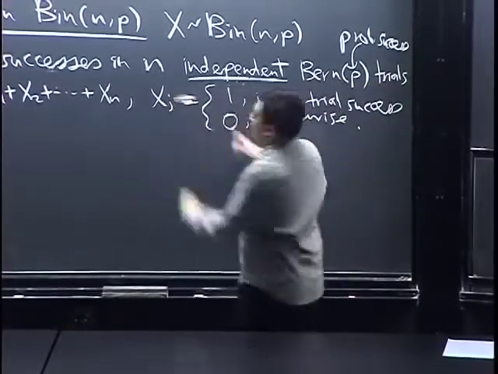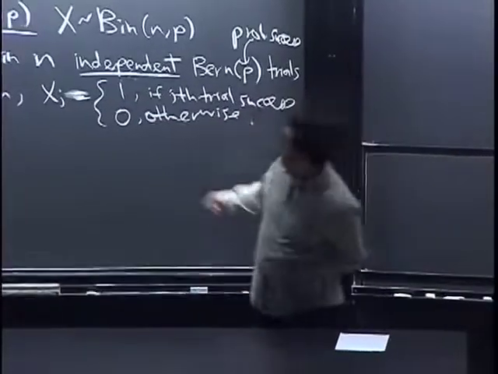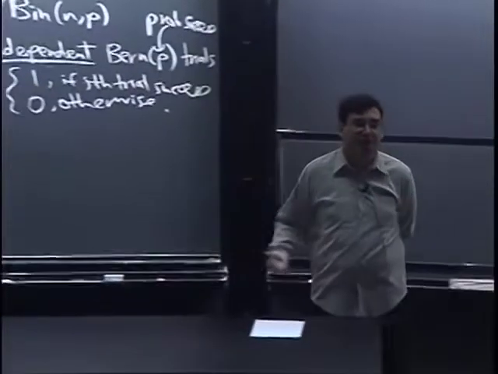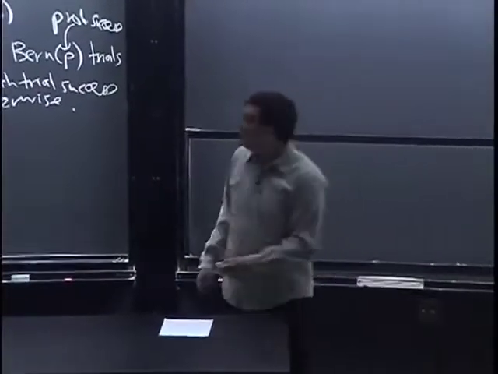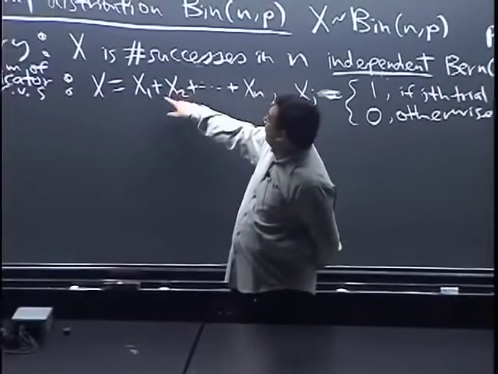It's called an indicator because it's just indicating, was the jth trial a success or a failure? One indicates success, 0 indicates failure, right? So it's just a very simple encoding. Success is 1, failure is 0.